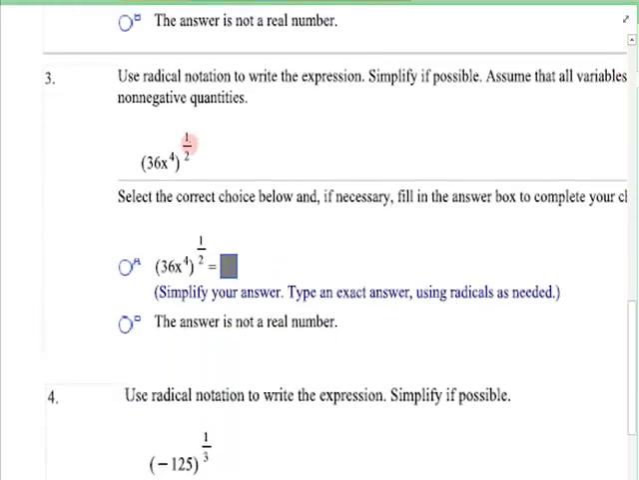All right, the next one, 1/2 power, it means square root. So this is the square root of 36x to the 4th. It all goes under the radical. Remember, the 2 is implied. Now, simplify if you can. What's the square root of 36? 6. What's the square root of x to the 4th? X to the 2nd. And we're done.